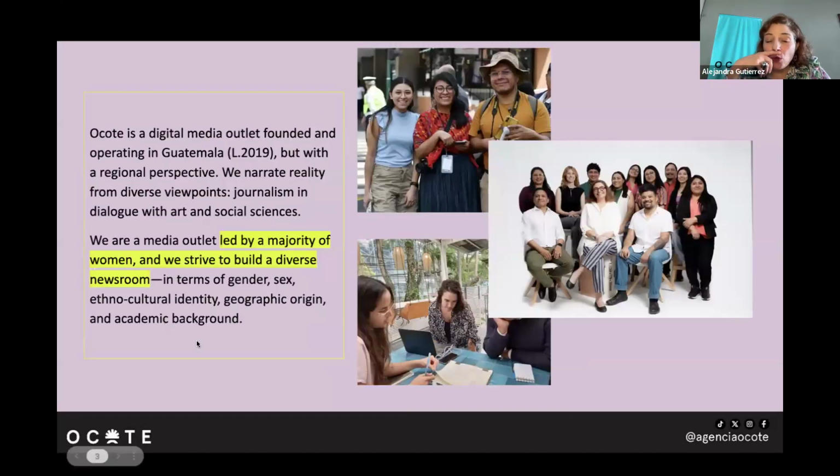Y luego, entonces, Ocote fue fundado en Guatemala en 2019, hicimos el lanzamiento y tiene una perspectiva regional. Está liderado por una mayoría de mujeres. Cuando lo fundamos fuimos 4 mujeres y un hombre quienes lo fundamos, y el equipo ahora somos 15 personas y 70% está constituido por mujeres. Siempre buscamos uno de nuestras esencias. Primero es el ser liderado por una mayoría de mujeres, pero luego tenemos otros valores como el de la diversidad y en este sentido pensando también en esta diversidad étnico-cultural y en el de la población LGTBIQ+.